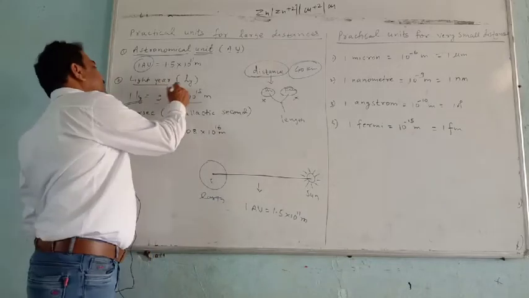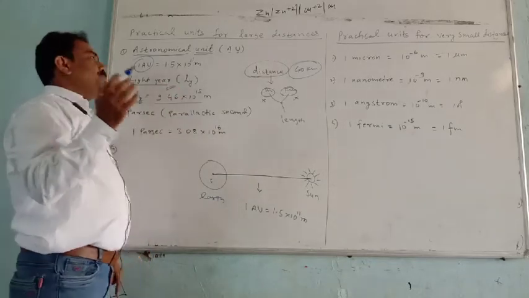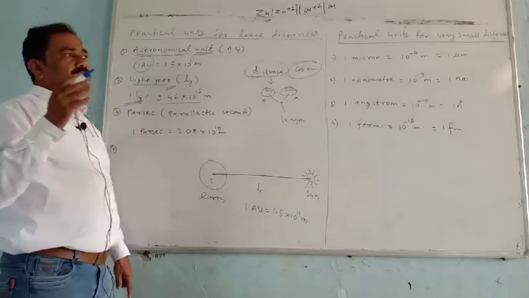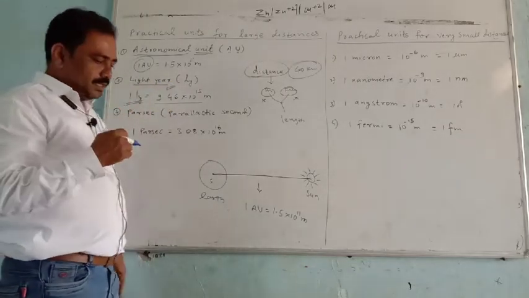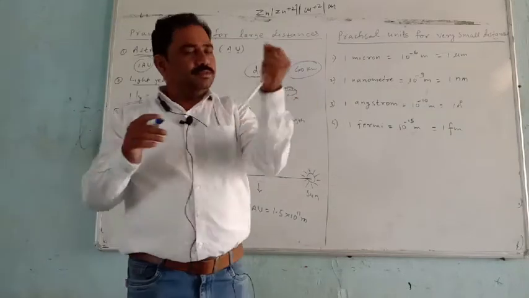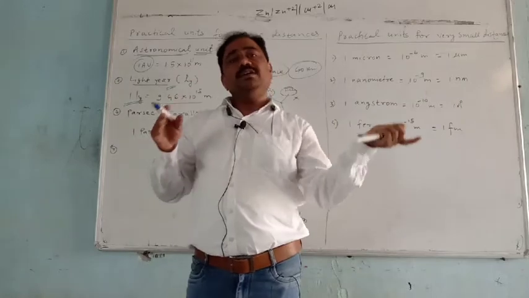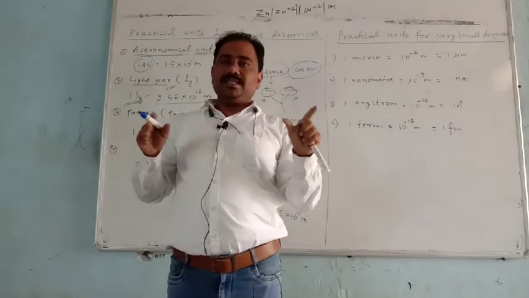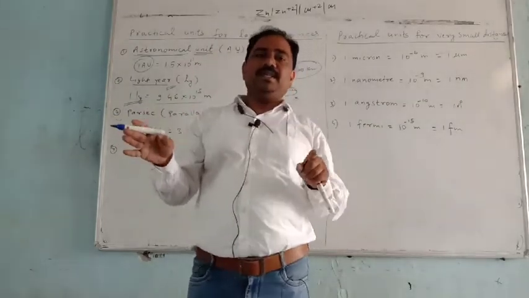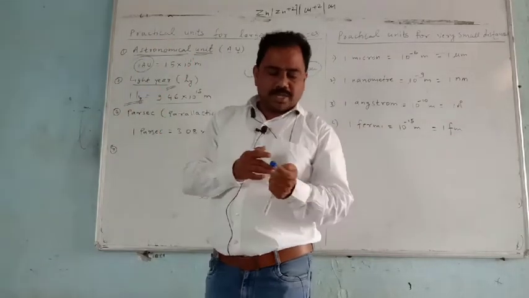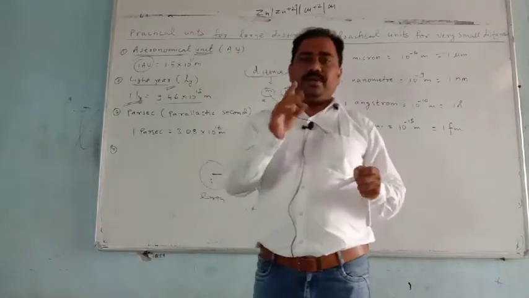What is the meaning of light year? It relates to the distance traveled by light. Suppose the light is traveling through vacuum, then whatever may be the distance traveled by that light in a year through vacuum, that concept is related to the light year.